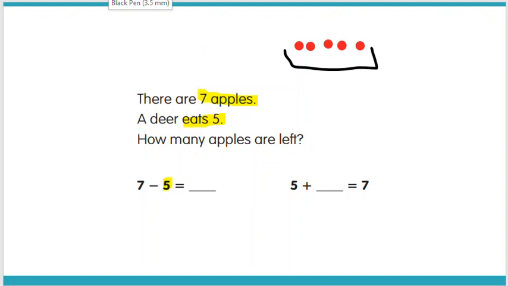I'm going to do the apples that are left in blue. So 5, 6, 7. So I counted on. So how many is in this next group, which looks like 2? I can see 2 there. So 1, 2. 7 minus 5 equals 2. I know that it's the opposite operation as addition. So 5 plus 2 equals 7. So that is how you can use counting on to subtract. Have fun.